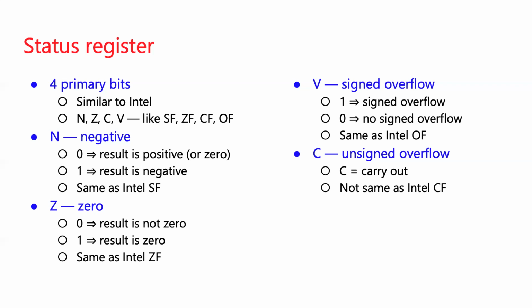Just like Intel, there's a zero flag called Z. If it's set, that means the result is 0. If it's clear, that means the result is not 0. There's an overflow flag, analogous to the overflow flag in Intel. It's written as V, but if you just did a math operation and you got a signed overflow, the V bit will be set, otherwise it'll be clear. And there's a carry bit, which is kind of like the carry flag from Intel, but not exactly the same.